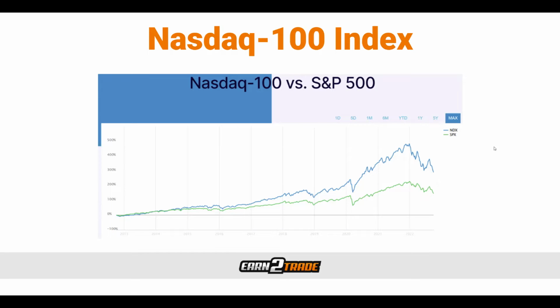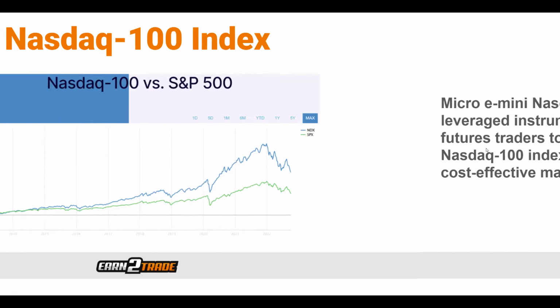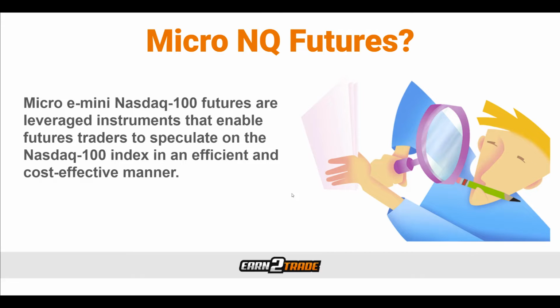The graph here really illustrates the power that the Nasdaq 100 has shown since around 2013 when compared to the S&P 500 performance. So the Micro Nasdaq futures, the MNQ, are a leveraged instrument that allows futures traders to speculate on the Nasdaq 100 index itself in an efficient and relatively cost-effective manner. These futures contracts are deemed micro, quote-unquote, because they are 1/10 the size of a standard E-mini Nasdaq 100 futures contract. MNQ contracts, for example, each tick is going to be worth 50 cents compared to $5 for each tick with a regular NQ contract.